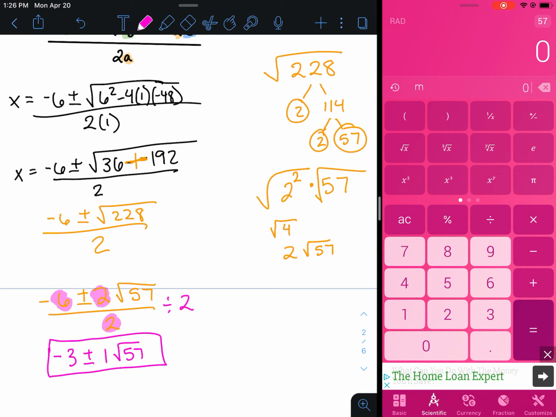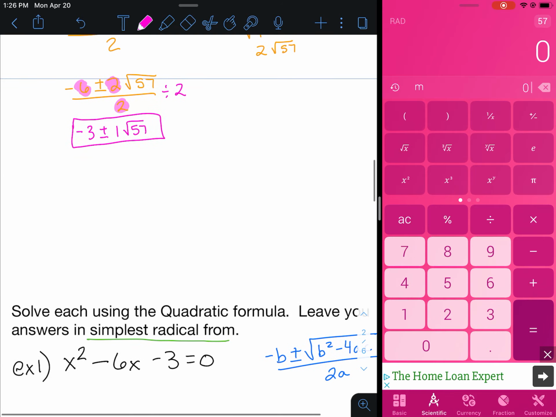Okay. Again, we are not converting it into decimal form. Do not figure out what negative 3 plus 1 square root of 57 is as a decimal. If you do that, you won't get your full points on your test. So make sure that you leave that in radical form.